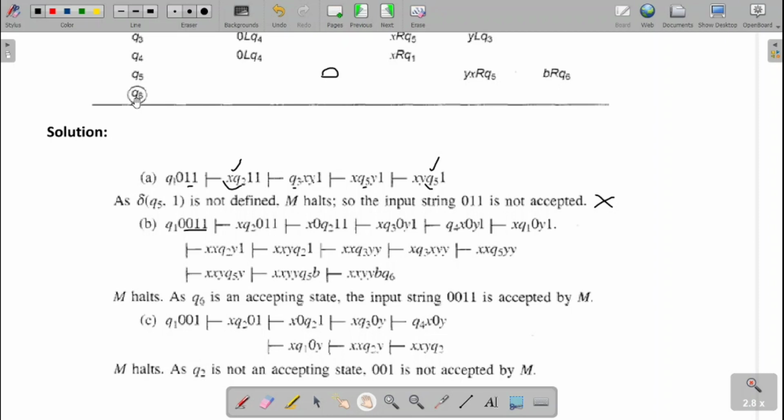That is when we end up in a configuration which is not matching any of the transitions. If we end up in an accepting state, then we say that our string is accepted, or else our string is rejected. This is how acceptance is decided in the case of Turing machines.